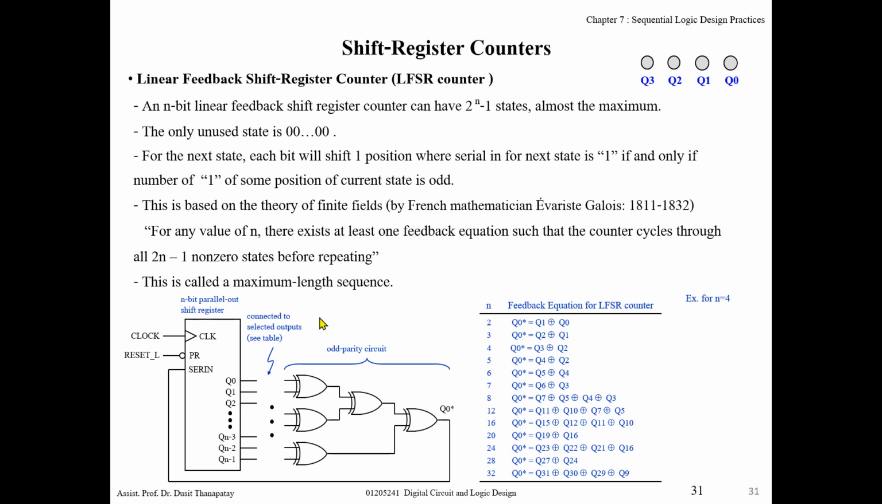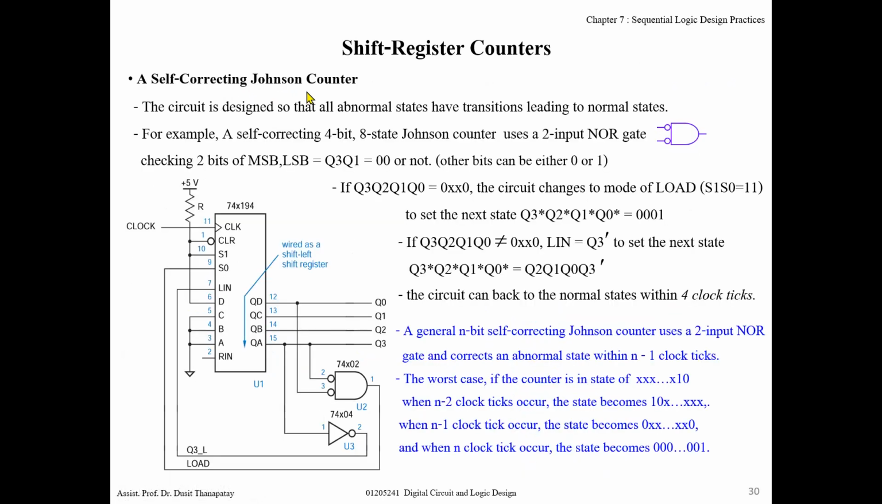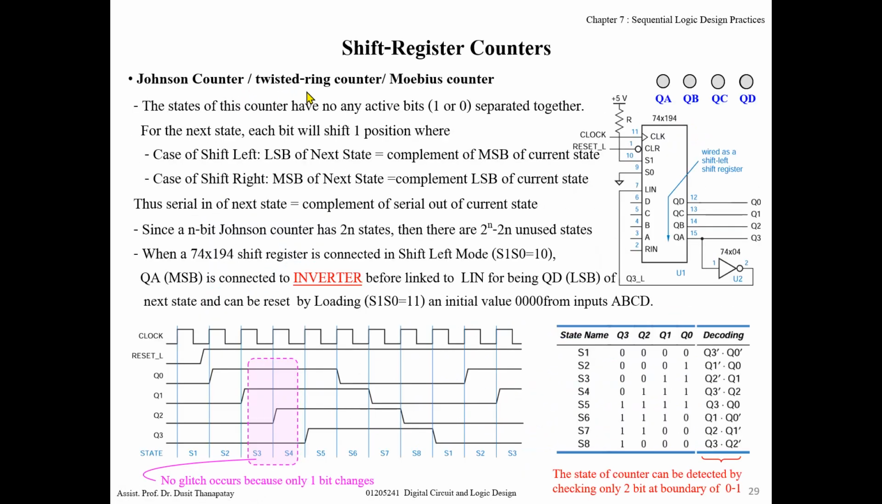And the last application is the LFSR counter, linear feedback shift register. Okay, from the previous one, the ring counter, there are 4 states, right? And for the Johnson counter, there are 8 states, for 4 bits. Okay, shift register counter.